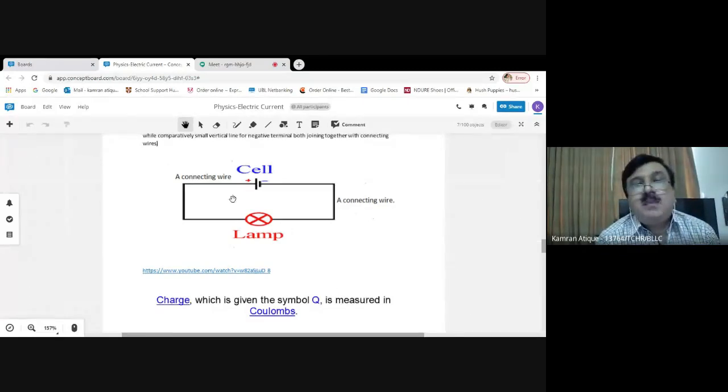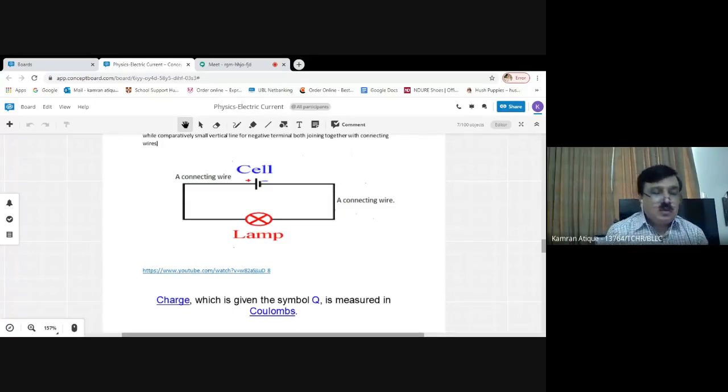This circuit diagram contains connecting wires. It contains the symbol of a lamp. It contains a cell. And once again, you can see a closed loop here, in which current can be made to flow. Electrons can be made to flow when switched on.